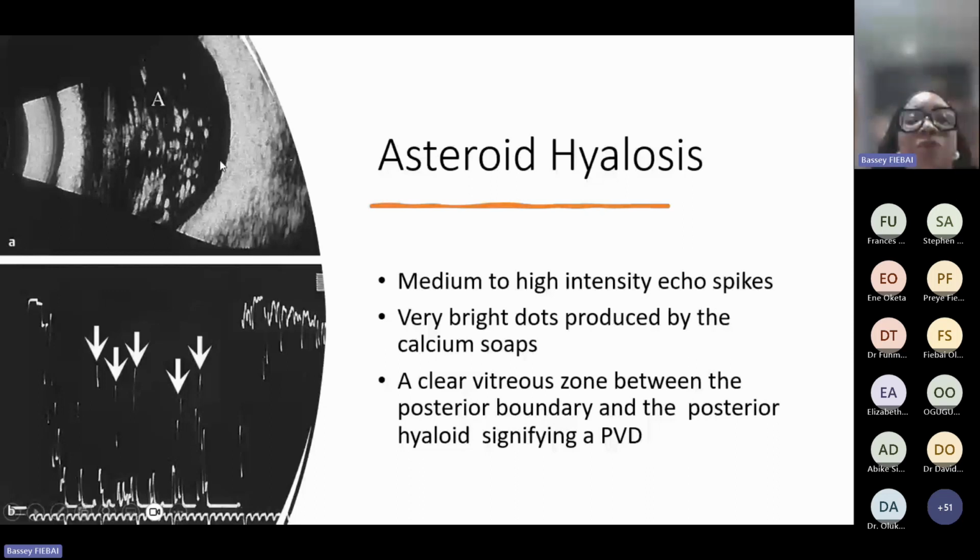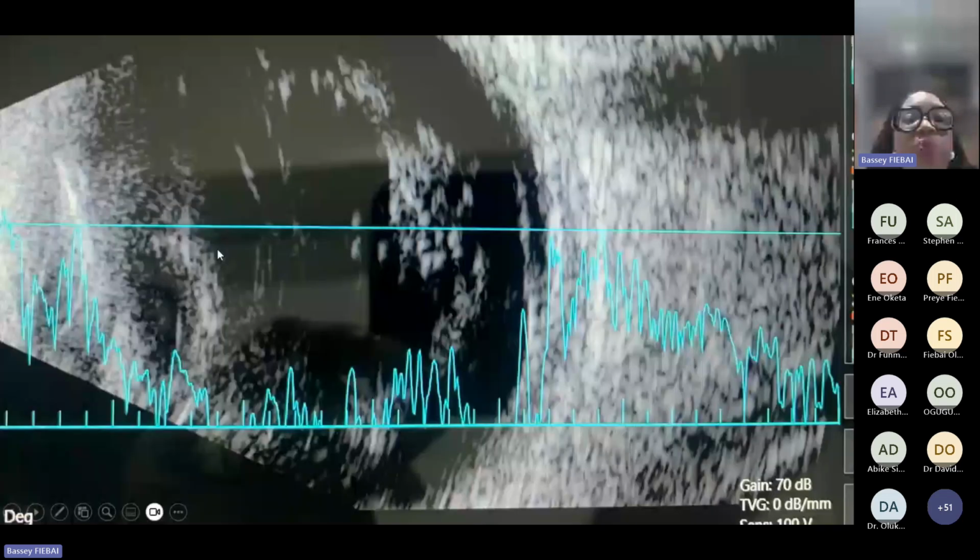So this is a 72-year-old woman that I managed that has asteroid hyalosis. Even though here you can see the clear zone, that's why clinical information is very important, because she also has a vitreomacular adhesion. If you look here, you will see this high spike that corresponds to this vitreomacular adhesion. So she has two pathologies here, and possibly even three, maybe old vitreous hemorrhage as well. So the clinical information is always very important.